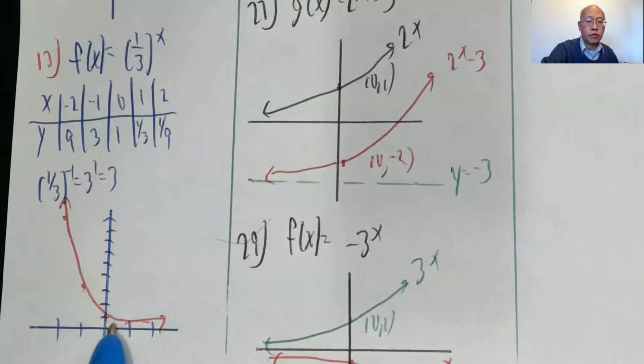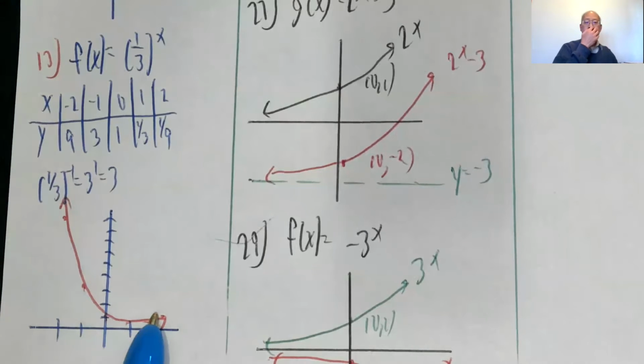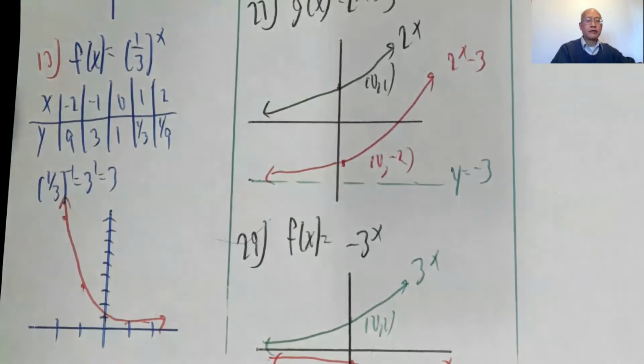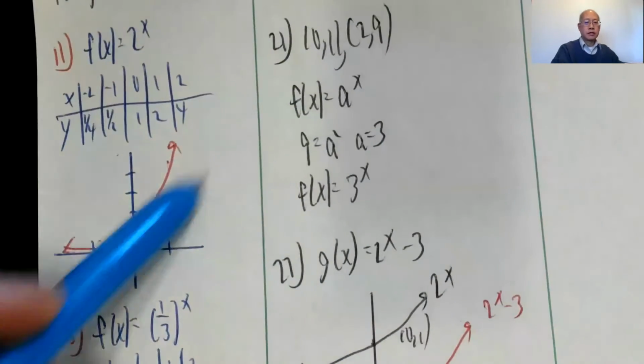So here's 0, 1, 1, 1/3, 2, 1/9, drops down like that. Negative 1, 3, negative 2, 9. So exponential functions where the base is less than 1, but bigger than 0, tend to look something like that. If the base is bigger than 1, they all tend to look something like that.